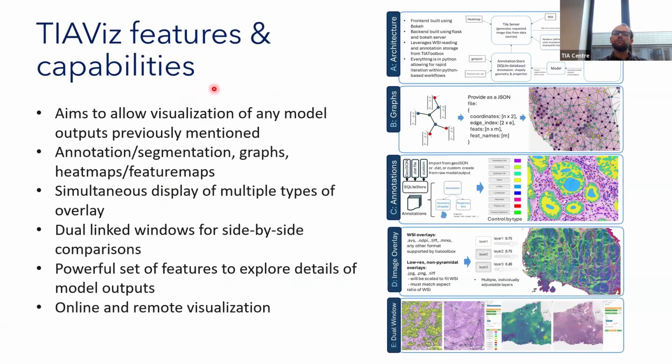So TIAViz has been designed to include features and capabilities that aim to allow visualization of any of those kinds of model outputs that we previously mentioned. So annotations and segmentations, graphs, heat maps, or feature maps of various sorts. It allows simultaneous display of different types of overlays. So you can, for example, have a segmentation overlay with a graph overlay on top of it, or multiple different layers of image overlays, for example.